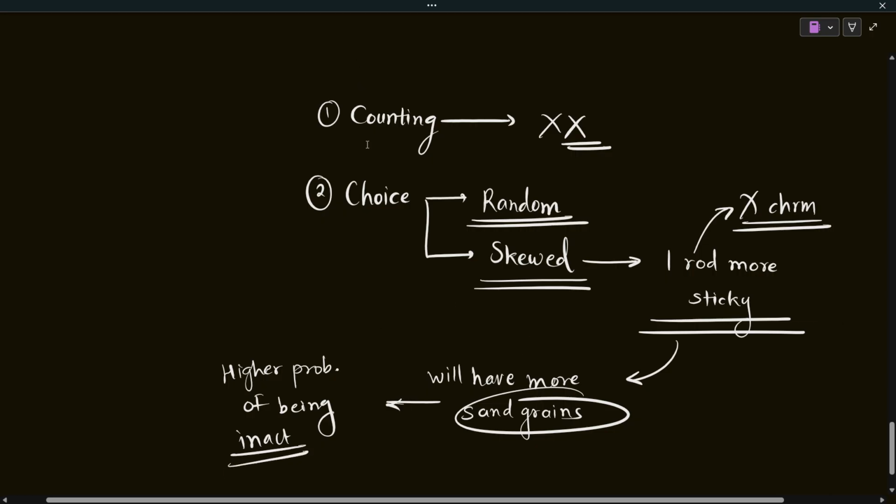This skewed choice results in certain syndromes. There's a syndrome known as Rett syndrome. Let's discuss how the skewed choice leads to Rett syndrome. This is a neurodevelopmental disorder.